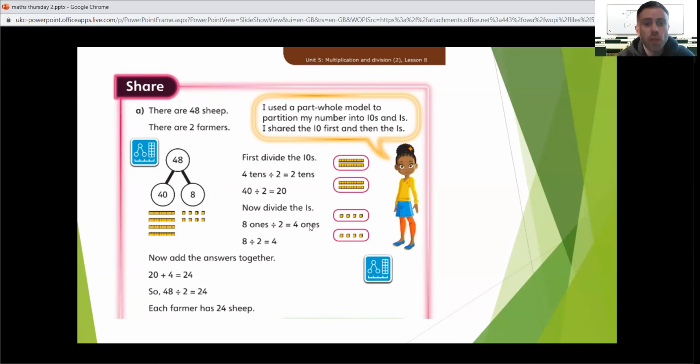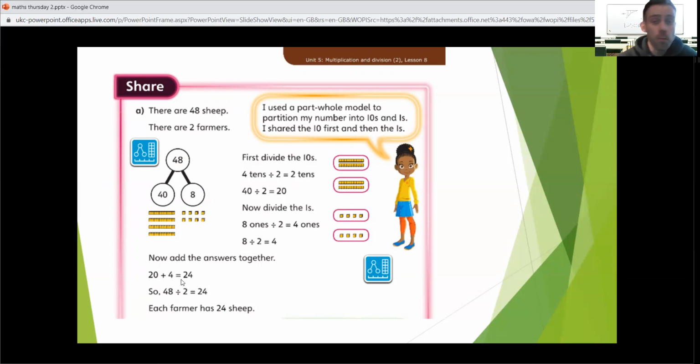Now she's dividing the 1s. 8 1s divided by 2 means you get 4 1s. 8 divided by 2 is 4. We can do that, no problem. So we've done the 10s. We've done the 1s. Now, just like the multiplying, you're going to add your 2 answers together.